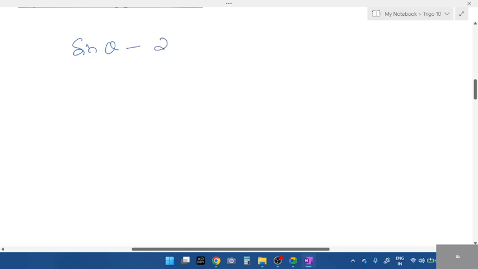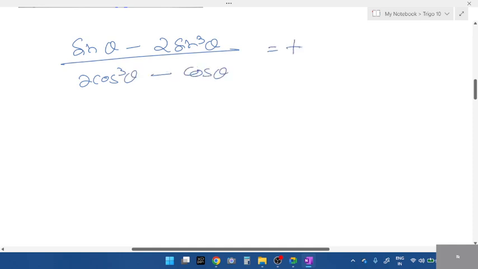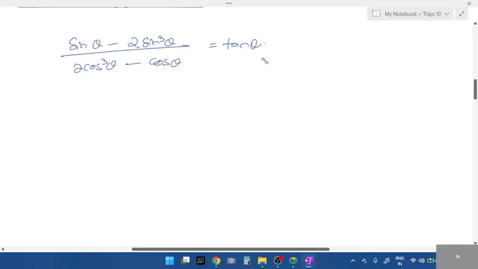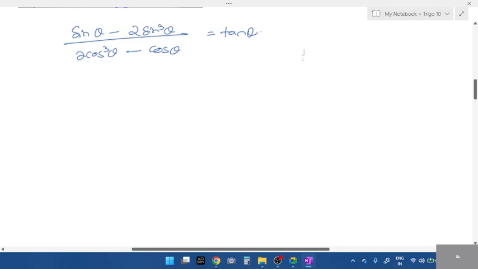Sine theta minus 2 sine cube theta divided by 2 cos cube theta minus cos theta is equal to tan theta. Yeah, to look at it, it is complicated, but a very simple question. Left hand side, look, left hand side we have cube, students. As of so far, we didn't study any cube value.